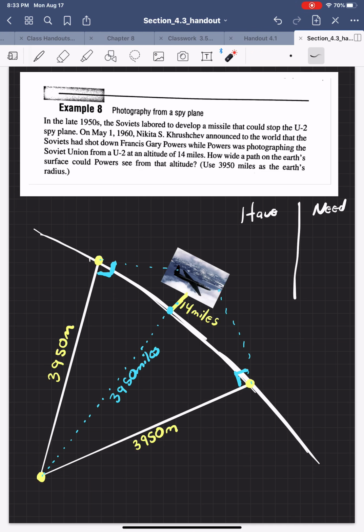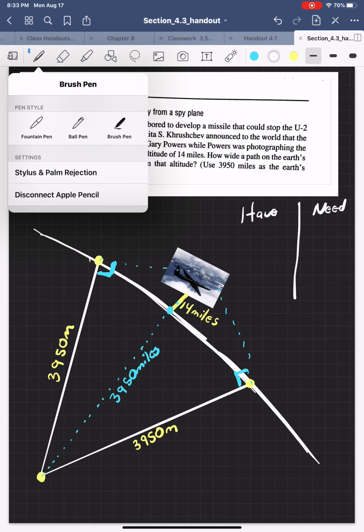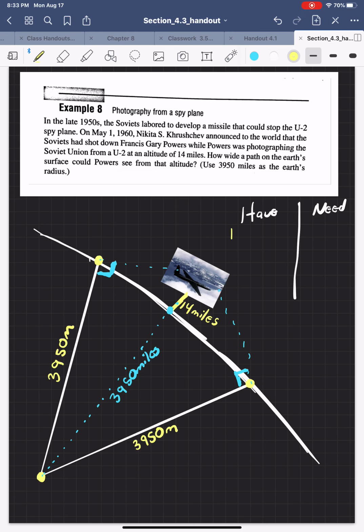So first off, the hypotenuse is always directly opposite of the right angle, right? So this is our hypotenuse. So we obviously have to take the 3,950 plus the 14. So in this problem, we do have the hypotenuse. The hypotenuse is going to be 3,950 plus 14, right? 14 miles in the air. So what is that? That's 3,964 miles. All right.